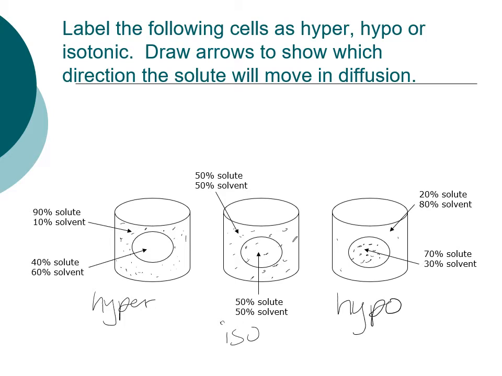So then it says draw arrows to show which direction the solutes would move. So here in diffusion, they would move this way. Here they're going to move both ways because there's no net movement, but movement still occurs both in and out. And in this way, they would move out.